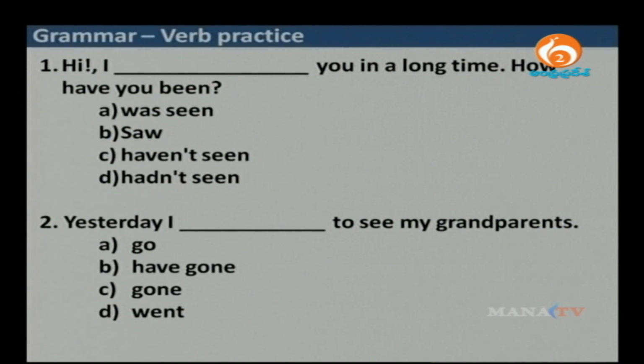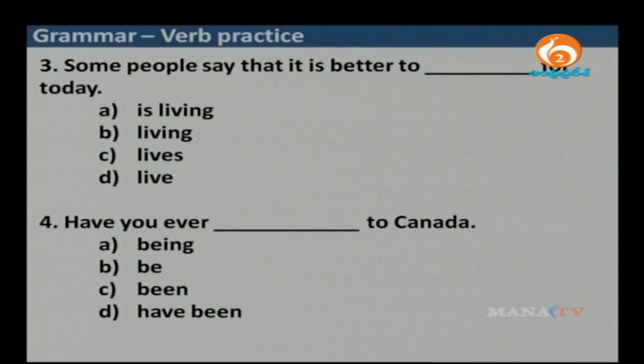Question number 2. Yesterday I dashed to see my grandparents. I go, I have gone, I gone, I went. And the correct answer is option D, which is went. Yesterday I went to see my grandparents. Question number 3. Some people say that it is better to dash for today. It's better to is living, it's better to living, it's better to lives, it's better to live. The correct answer is better to live. 3D, live is the correct answer.